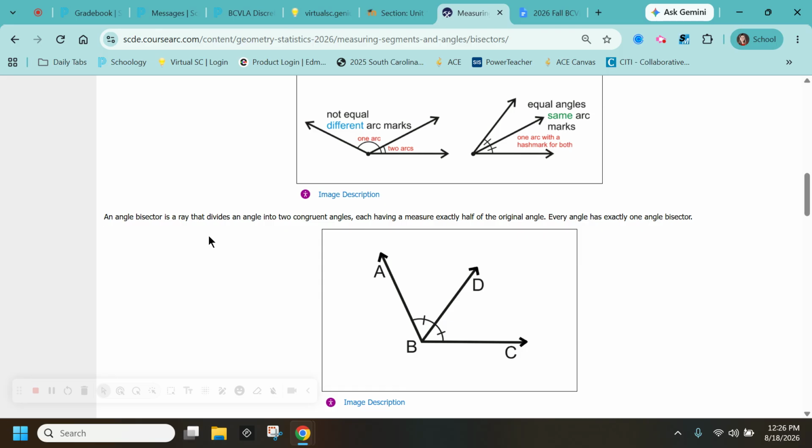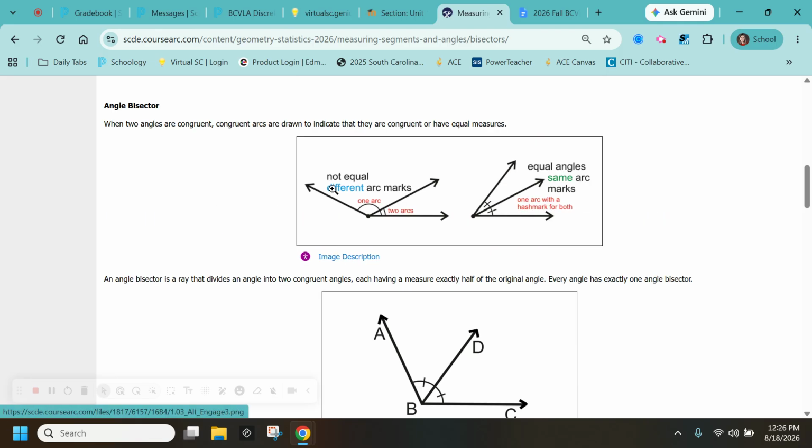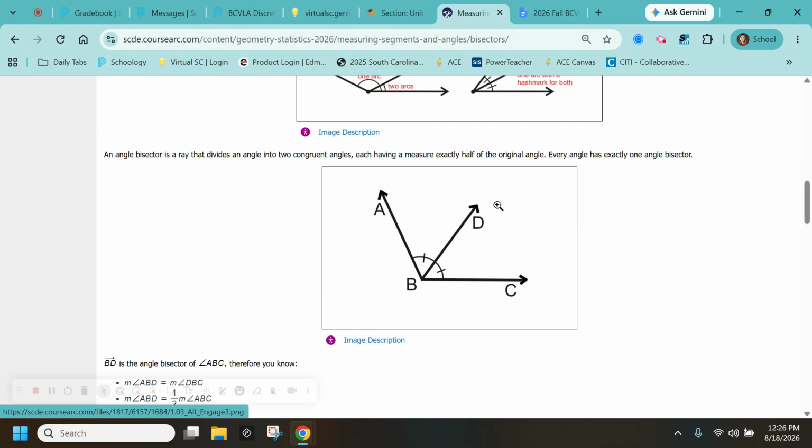Angle bisector, same concept. With the marks, 1 arc is different from 2 arcs, so those have 2 different measures, whereas 1 mark and 1 mark, 1 hash mark, means that they are equal angles and they have the same measure.